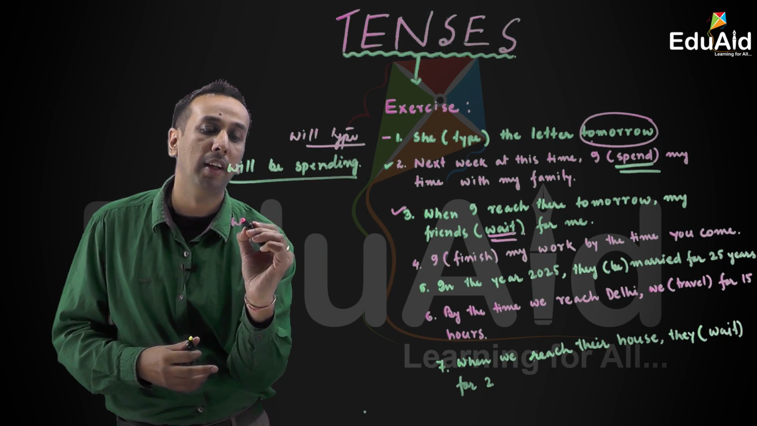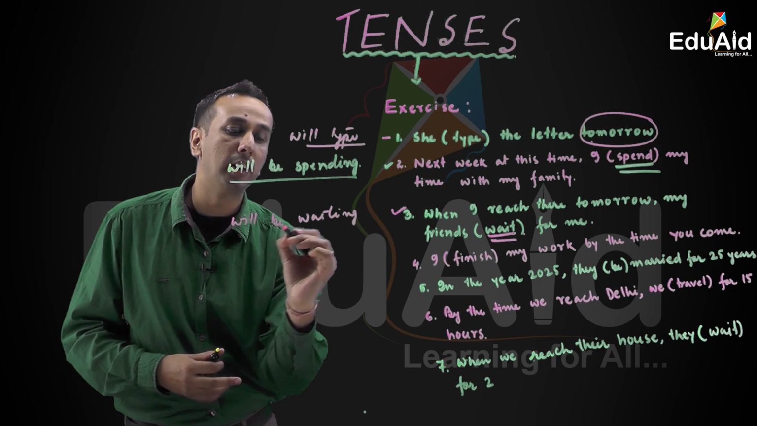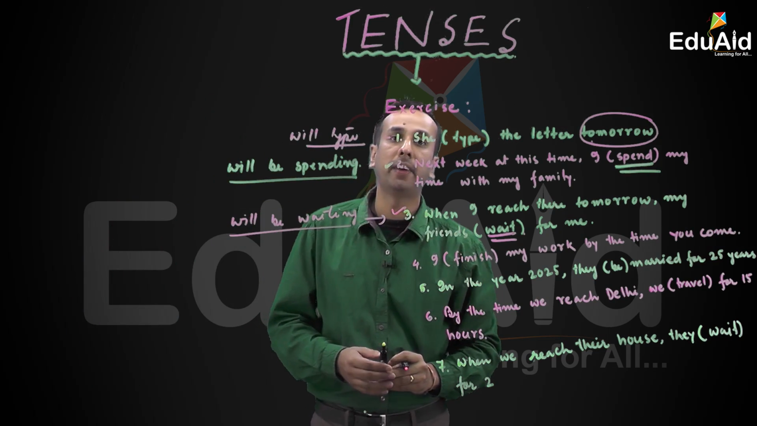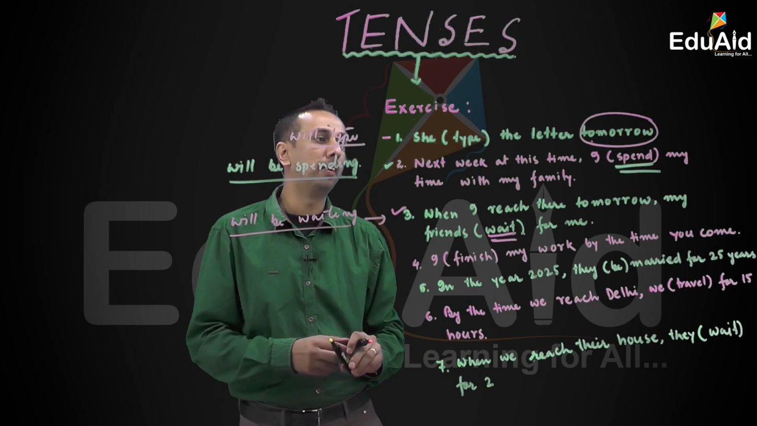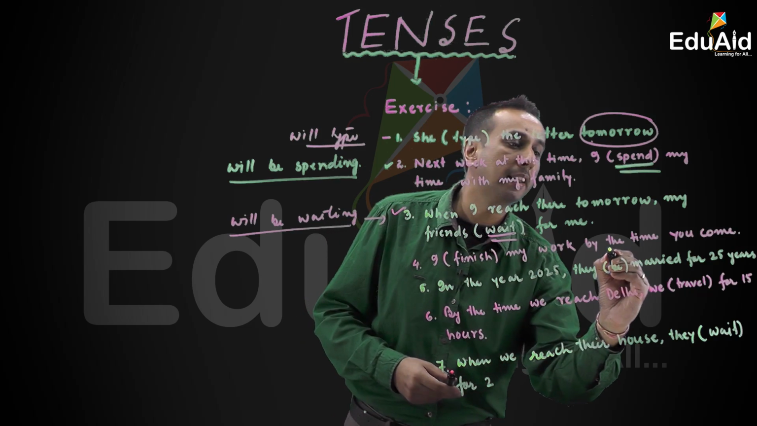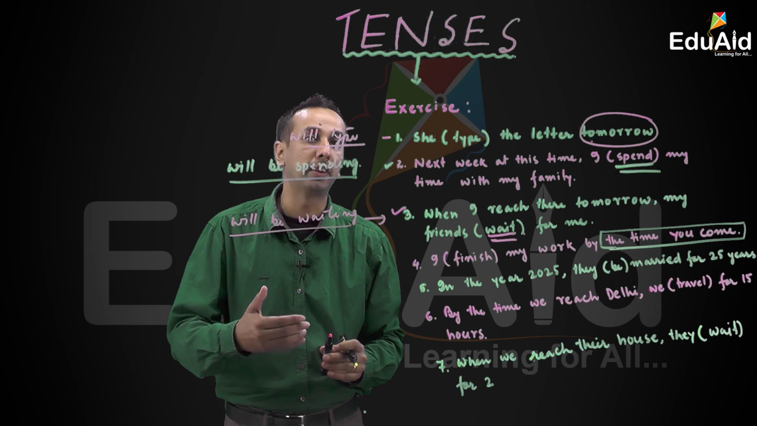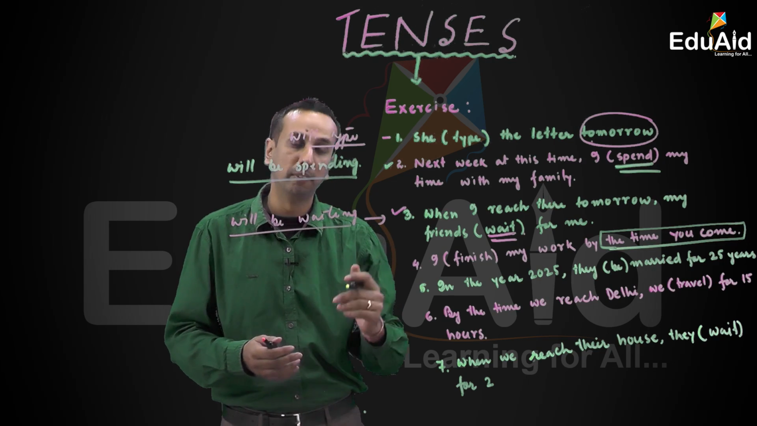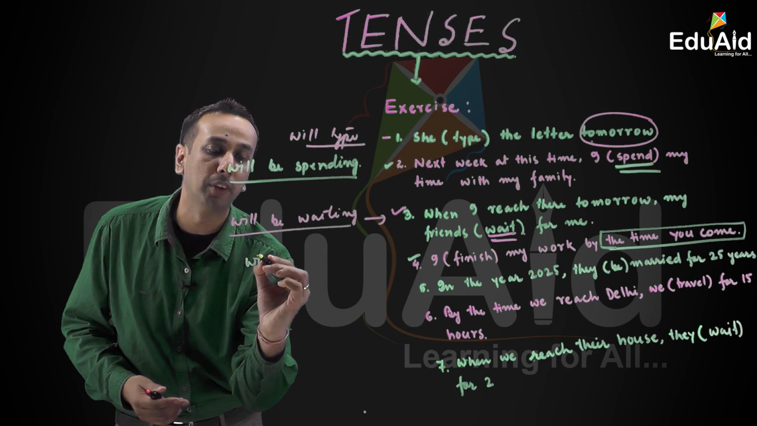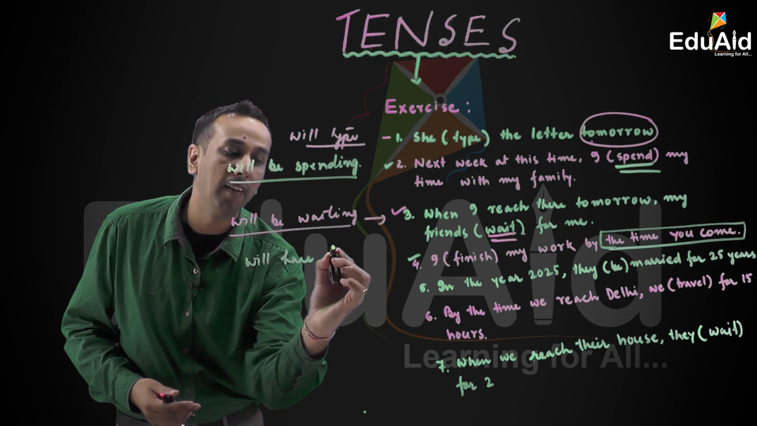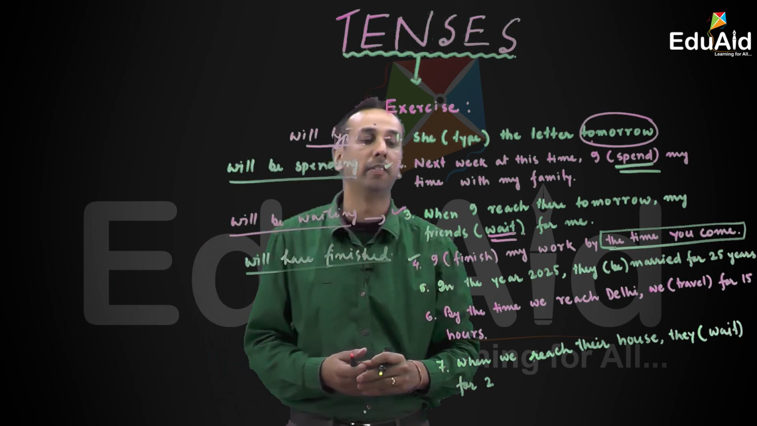Hence the answer will be my friends will be waiting for me. Come down to question number 4. I finish my work by the time you come. By the time you come. Tumi aha loike mor kam to shekh hobo. Tumi aha loike kam to shekh howa nai. By the time you come, it will be completed. So we'll go with future perfect tense. I will have finished moi koribo parim. I will have finished my work by the time you come.